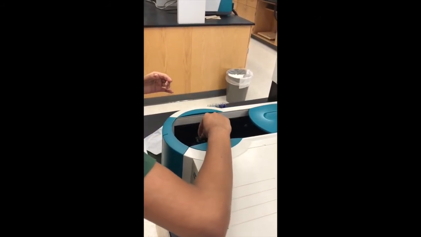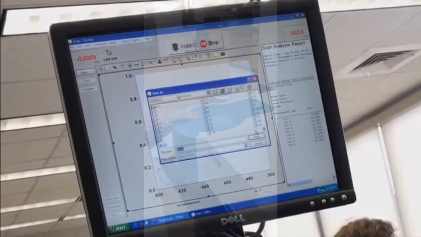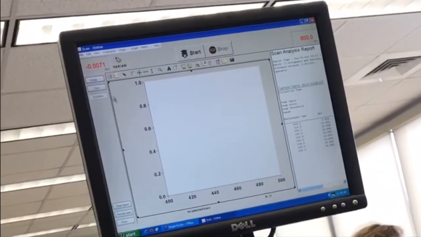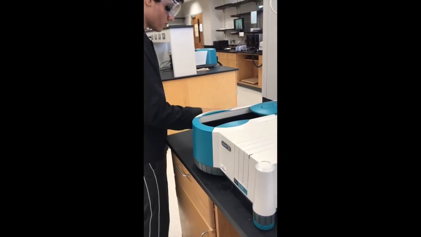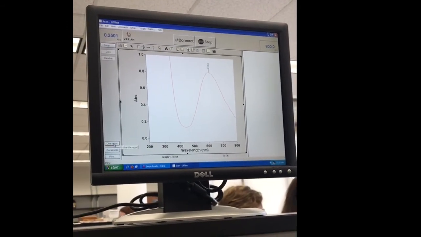Now we put the blank into the machine, placing it with the clean sides in the beam. Here we zero our blank. We take out the blank and close the machine. Next we take our next sample and scan the absorbance. We repeat these steps for the remaining samples.